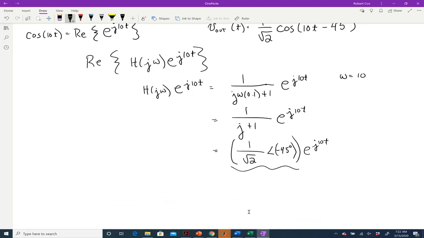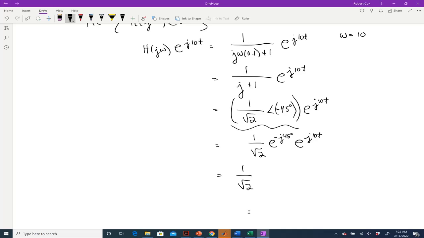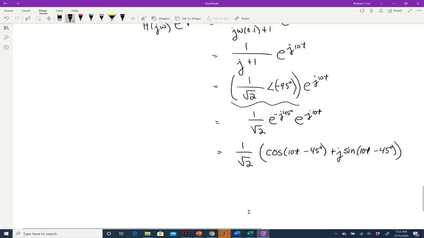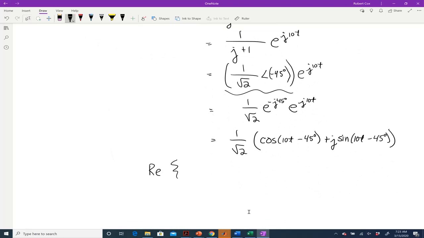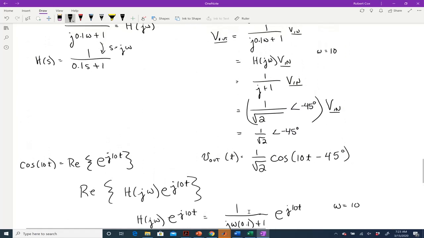So if I look at this, I like to write it as 1 over square root of 2 times e to the negative j 45 degrees. That's the exact same thing, times e to the j 10t. So if I expand that out, I get 1 over square root of 2 times cosine of 10t minus 45 degrees plus j sine of 10t minus 45 degrees. If I take the real part of that whole result, it is simply 1 over square root of 2 times cosine 10t minus 45 degrees, the exact same result we got when we simply did phasor analysis.